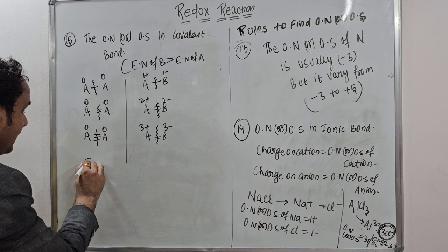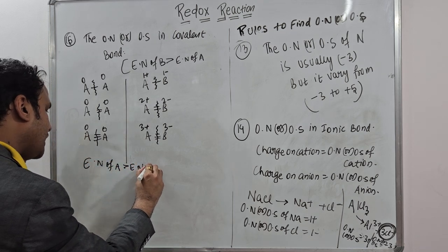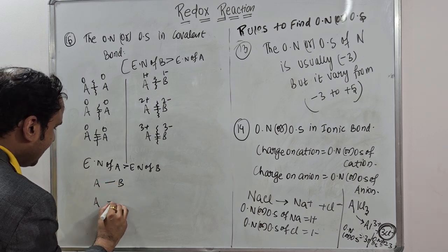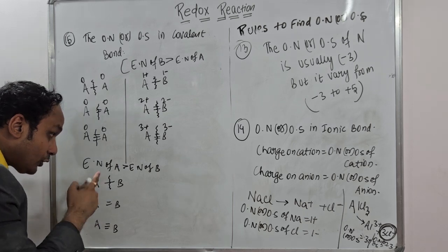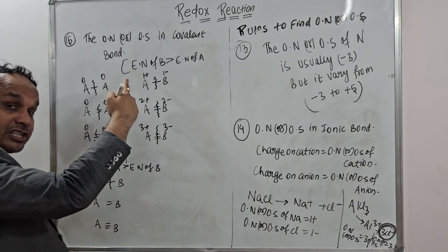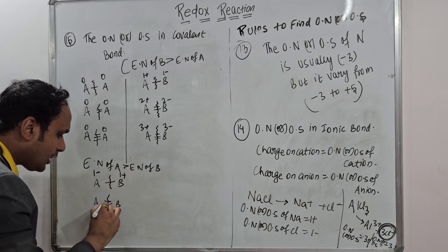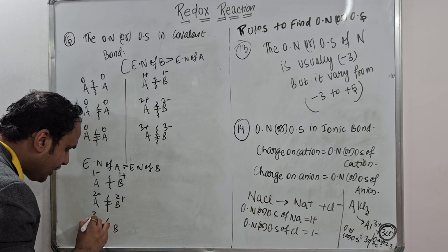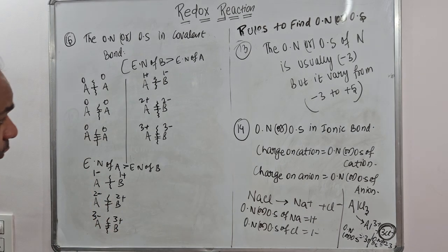If it breaks, the more electronegative will get 3 minus because 3 bonds are there, and the less electronegative will get 3 plus. Suppose I have told you electronegativity of A is now greater than electronegativity of B. And over here A single bond B, A double bond B, A triple bond B. Now it will break. So A is more electronegative, previously A was less. Over here A will get negative, B will get positive. Over here double bond, so 2 negative, 2 positive. Over here triple bond, 3 negative, 3 positive. Understand?